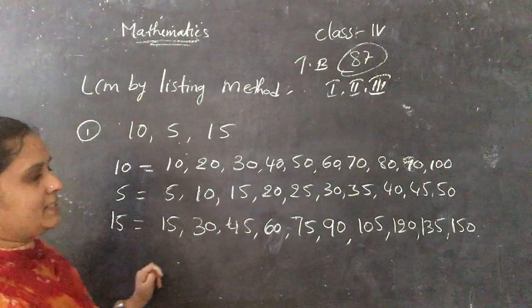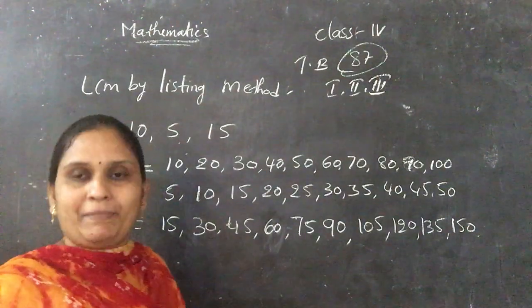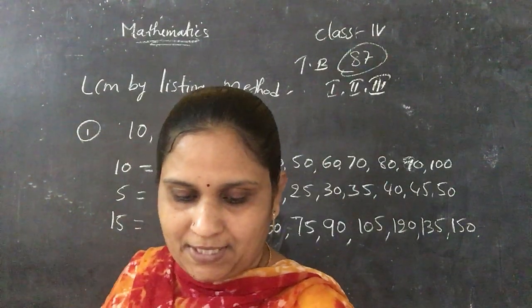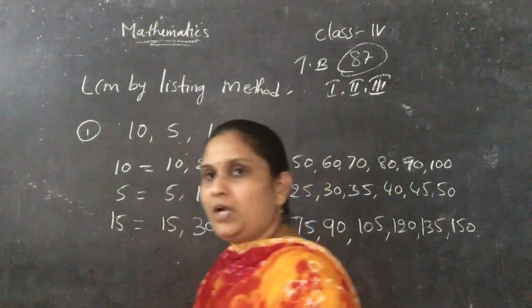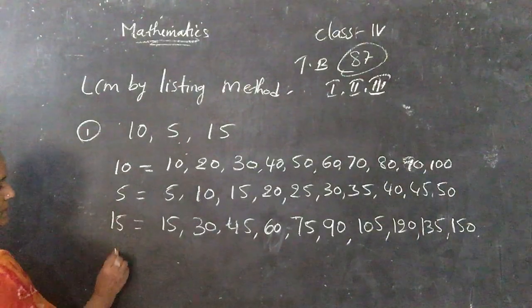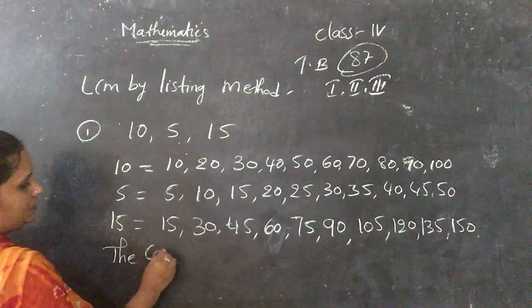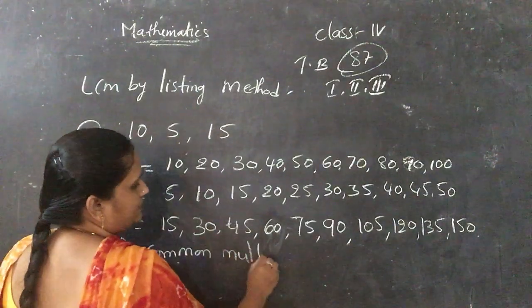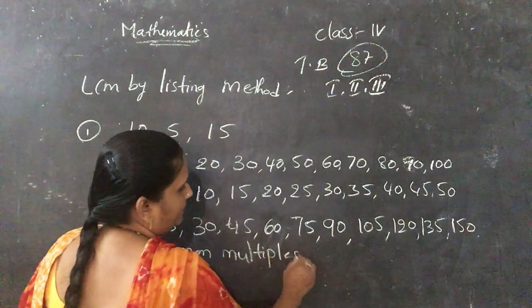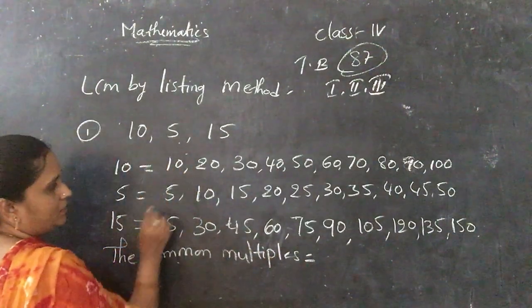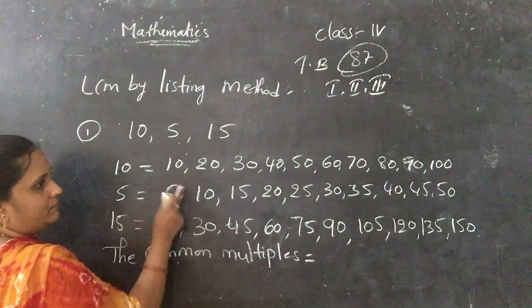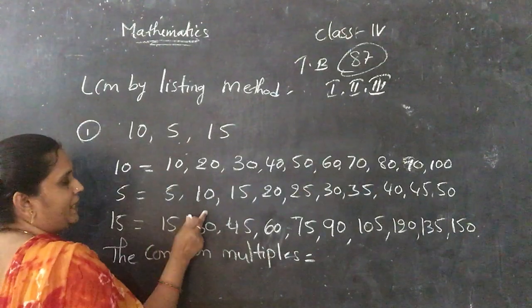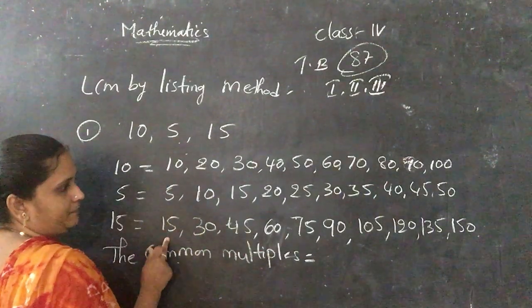Now in this, what are the commonly repeated numbers? What are the commonly repeated numbers that you have to write? Okay, the common multiples. 10 is repeated only in 5 and 10. In 15 it is not there.